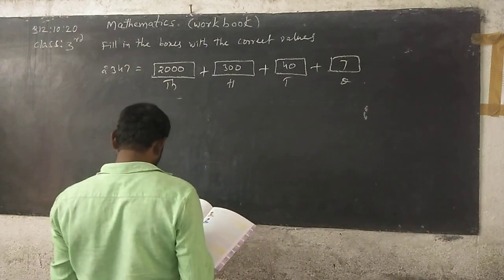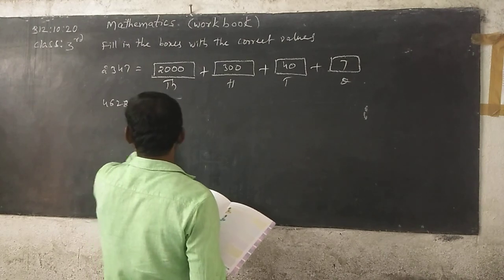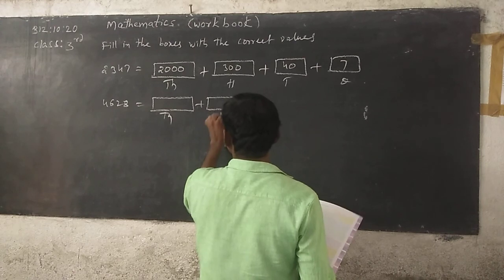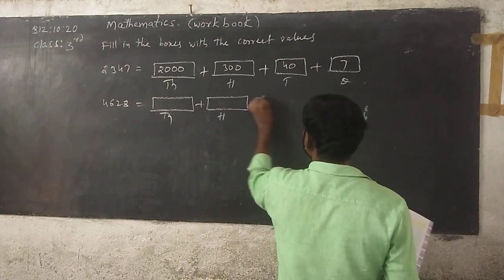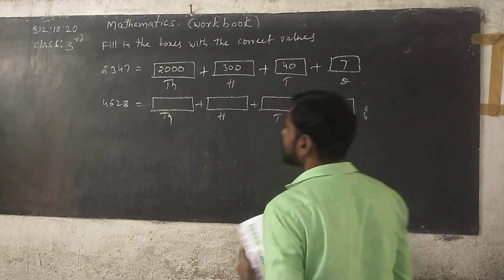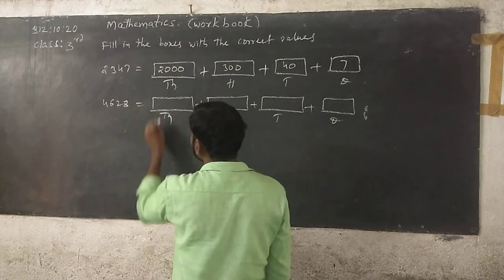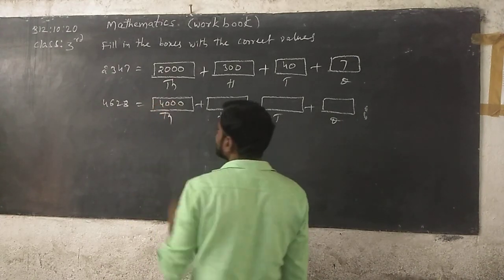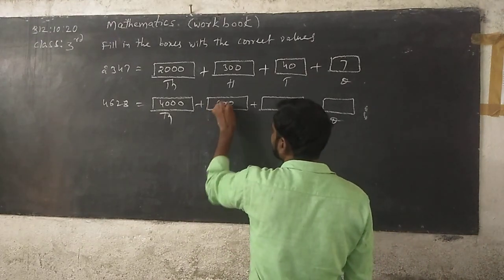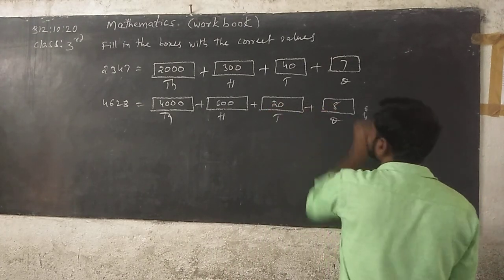Next, 4628. Thousands, hundreds, tens plus ones. See here, 4 is in thousands place means 4000. 6 is in hundreds place, the face value of 6 is 600. 2 is in tens place, 2 tens is 20, 8 ones is 8.